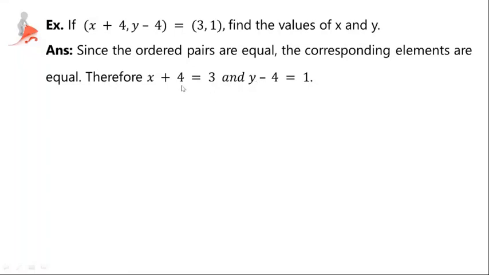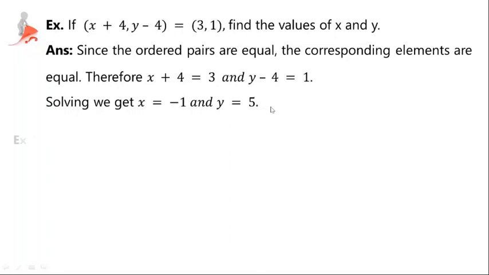x + 4 = 3. We have to shift the 4 from LHS to RHS. After shifting, it changes its sign from plus to minus. So it gives us x = 3 - 4 = -1. Likewise for y - 4 = 1. As we shift the 4, it gives us y = 1 + 4 = 5. So our x value is -1 and y value is 5.